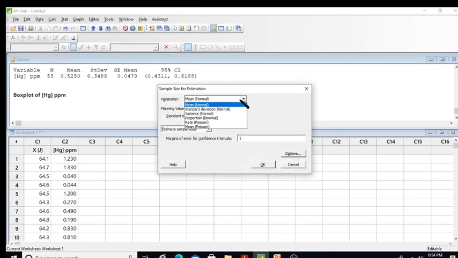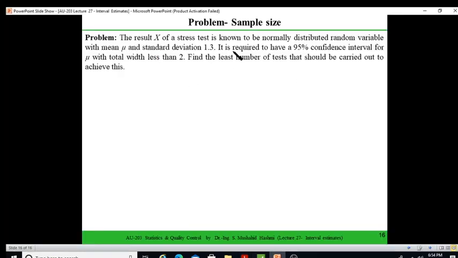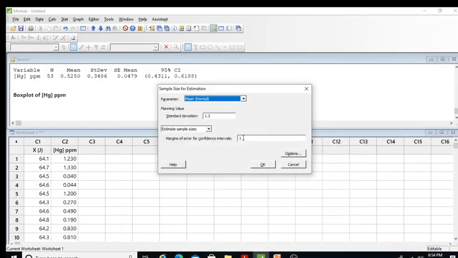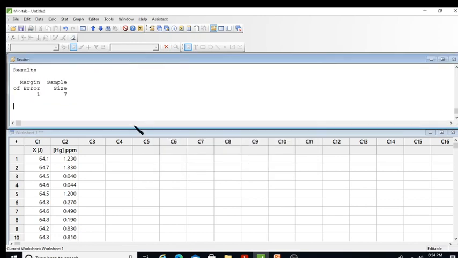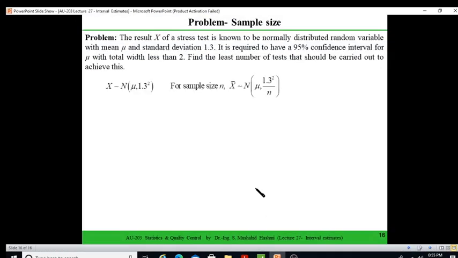Because the parameter of interest is a mean, from a normal distribution, 1.3 is given here as the standard deviation, and the total width is 2, so E comes out to be 1. The margin of error, twice E, is 2, then E would be 1, and the standard deviation is 1.3. In this option I need to choose less than, so I choose this lower bound and just click OK. I'm going to get a sample size of 7.